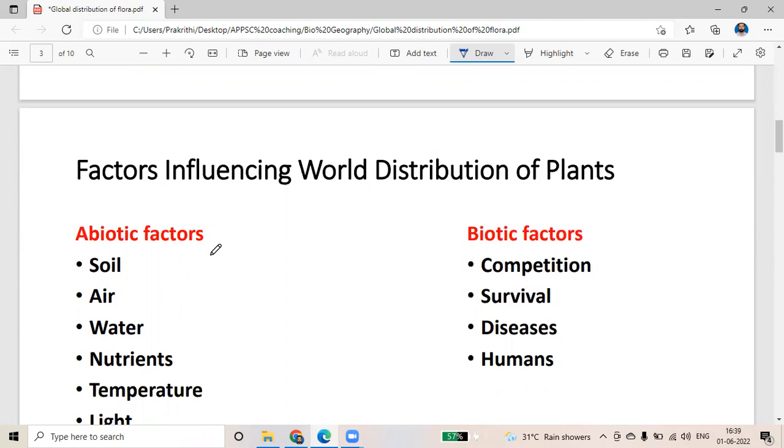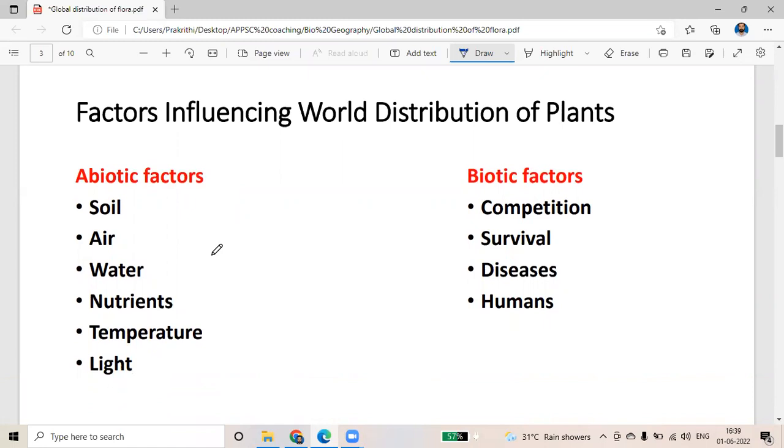What are they? It can be divided into abiotic and biotic. Biotic means something related to living beings. Abiotic means it does not have life. So what are they? Abiotic will come first, because for the distribution of plants, more than biotic, abiotic things are very much relevant. The soil, the air, the water, the nutrients, the temperature, and the light.